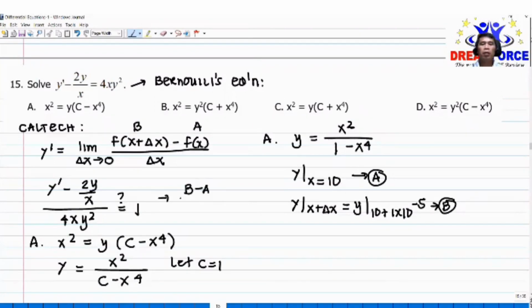So, B minus A all over 1 times 10 to the negative 5, minus 2 yung y nilagay natin sa A, divided by x ay 10. Or kung variable naman, so x lang siya. Or 10 na lang lagay natin. All over 4 times 10 times A squared. Is it equal to 1?